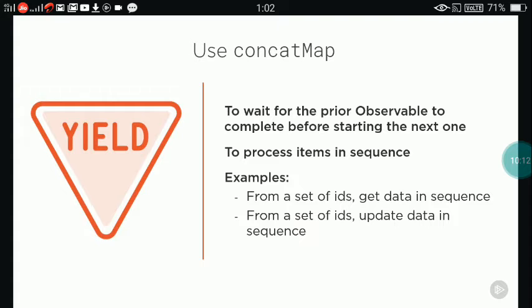Note that when using concat-map to retrieve data for a set of IDs, the user could see a delay in the display as each request response is processed in sequence. Let's try it out in our sample project.